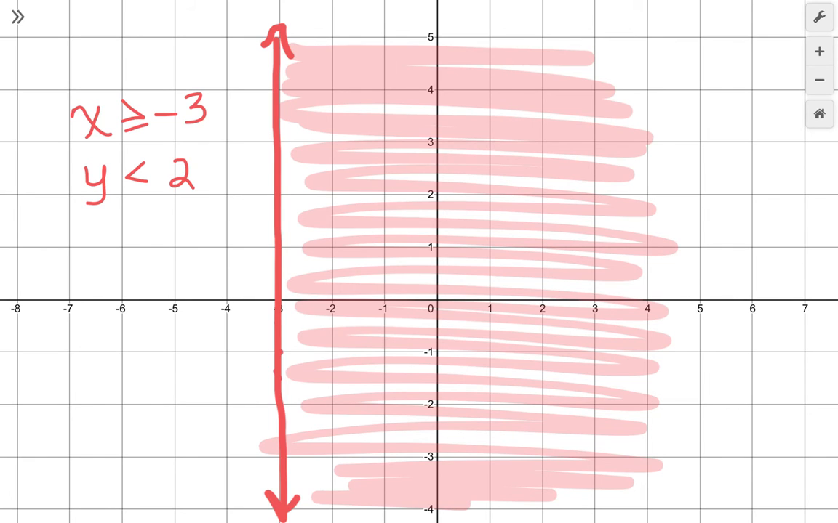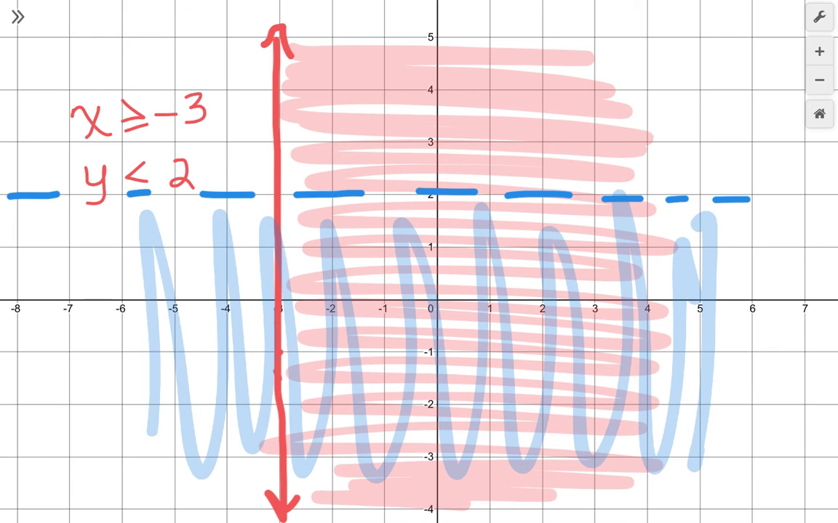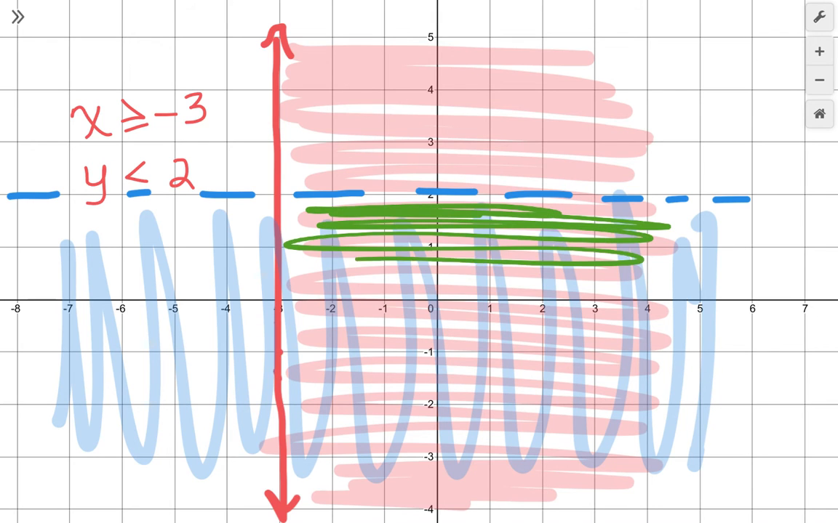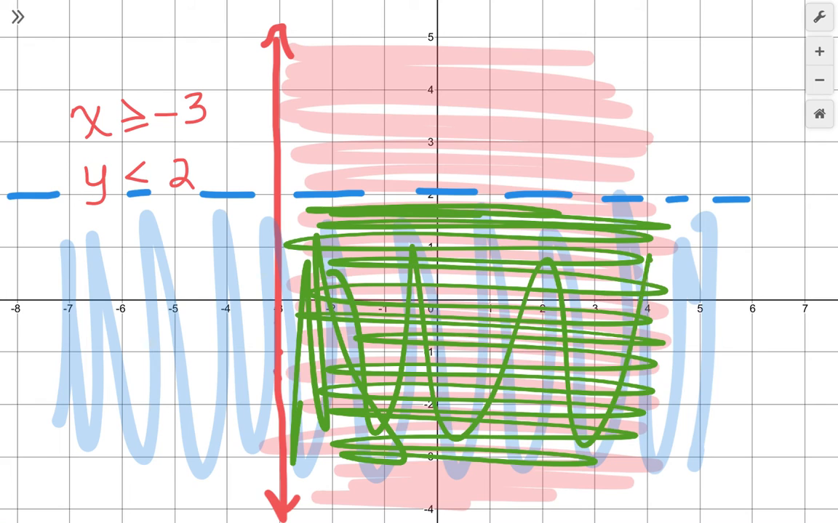y is less than 2. Again, that takes me to a horizontal line. A horizontal dotted or dashed line would be here. Shading would be below. y is less than that line. But again, I should be able to tell your final solution set, your final shaded region, would be down here. Okay, so shade lightly, make it clear what your final solution set is.